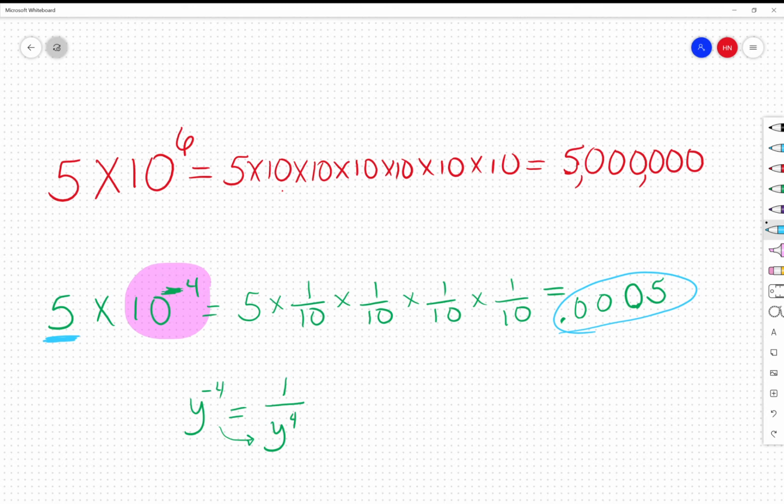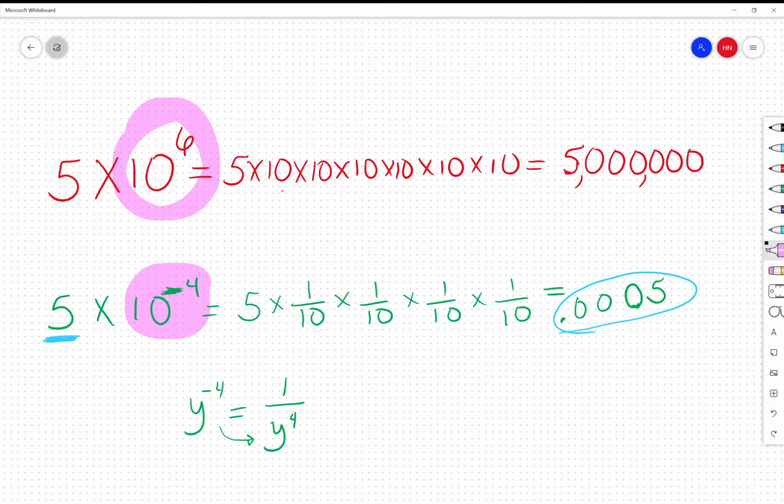Again, if you have a positive exponent, that means you're multiplying by 10 that many times. That means making the number larger, or moving the decimal to the right if you would. But again, I'm going to try to not do that.